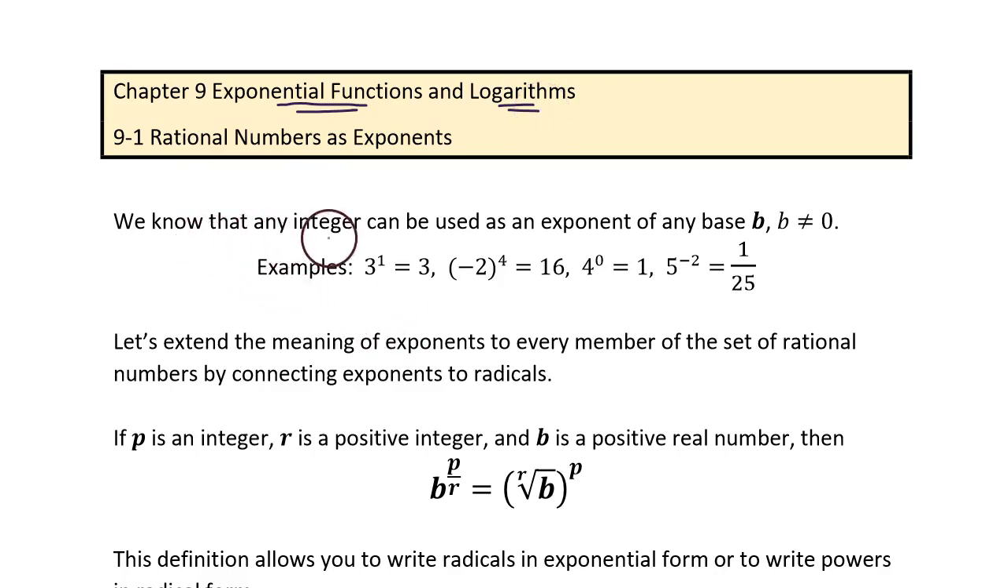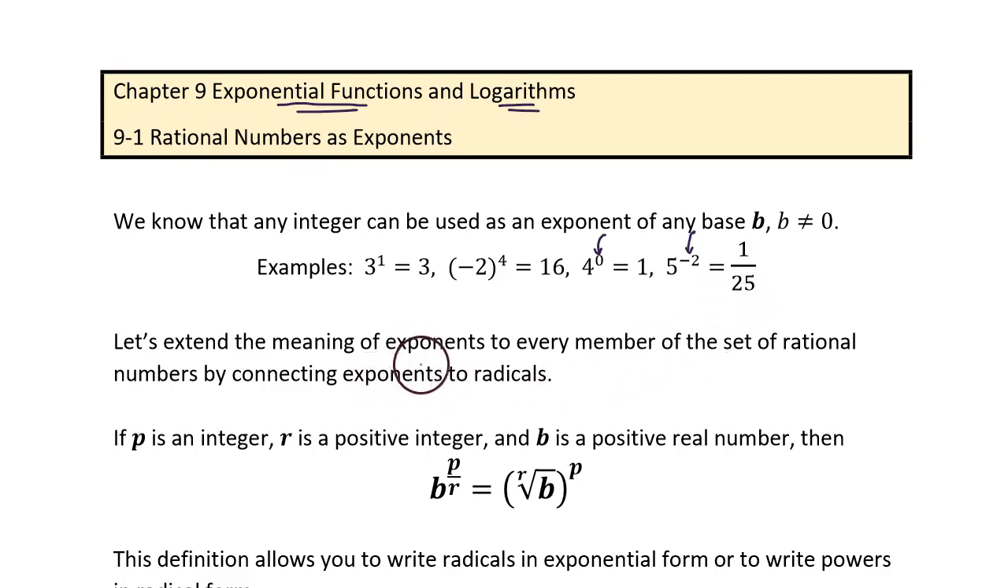We know that any integer can be used as an exponent of any base. For example, 3 to the first power equals 3. Or -2 raised to the fourth power equals 16. Or even 0 can be used as an exponent. Any number other than 0 to the 0 power equals 1. And we've even studied negative number exponents, which mean reciprocal. So this is 1 over 5 squared, which is 1 over 25.